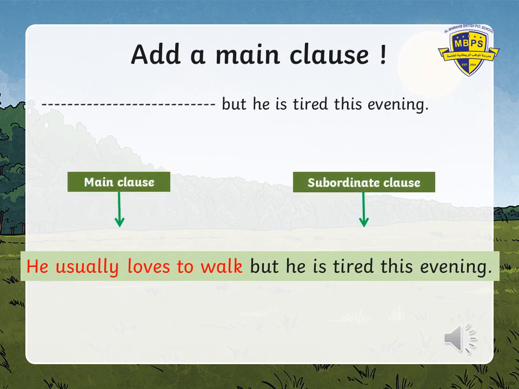But he is tired this evening. That is the subordinate clause. Let's add the main clause. He usually loves to walk, but he is tired this evening. So what is the main clause? He usually loves to walk, but he is tired this evening.